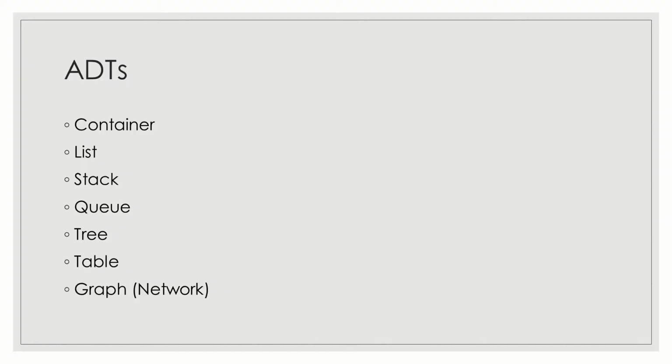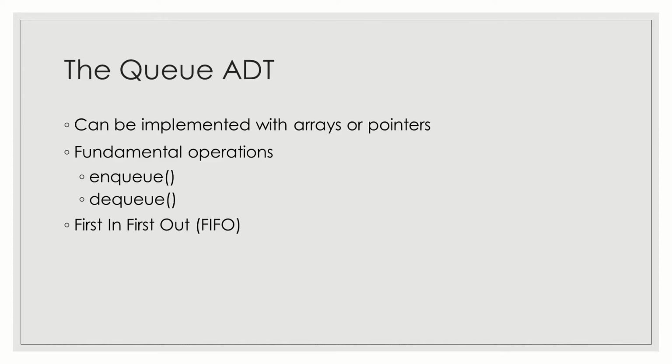In our previous video, we talked about the container, the list, and the stack ADT. Today we'll talk about the queue, the tree, the table, and the graph. The queue is the first one. It's basically a line. You put people in line, you enqueue, and you remove them, you dequeue them. First in is first out.